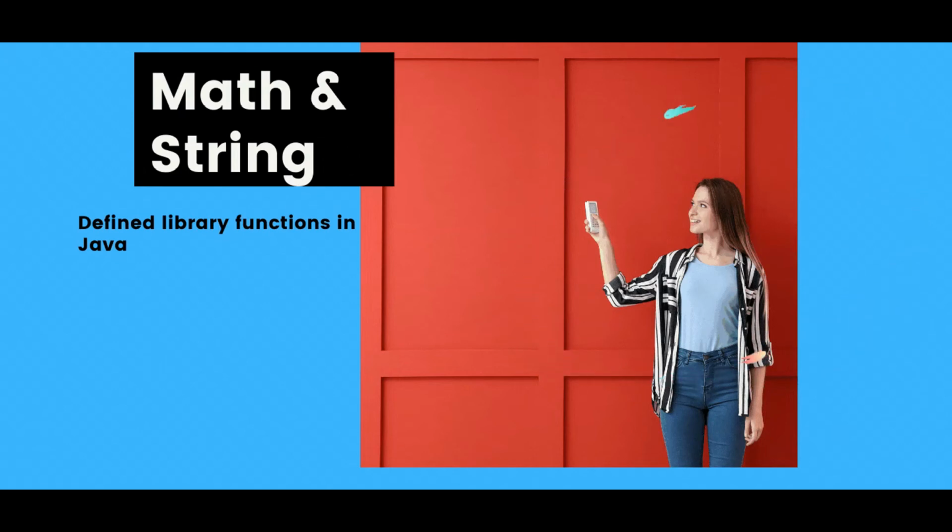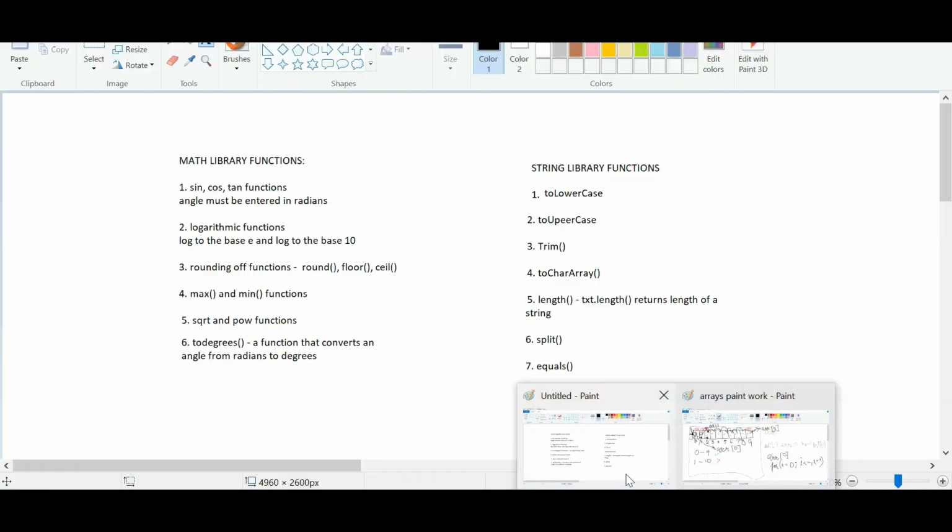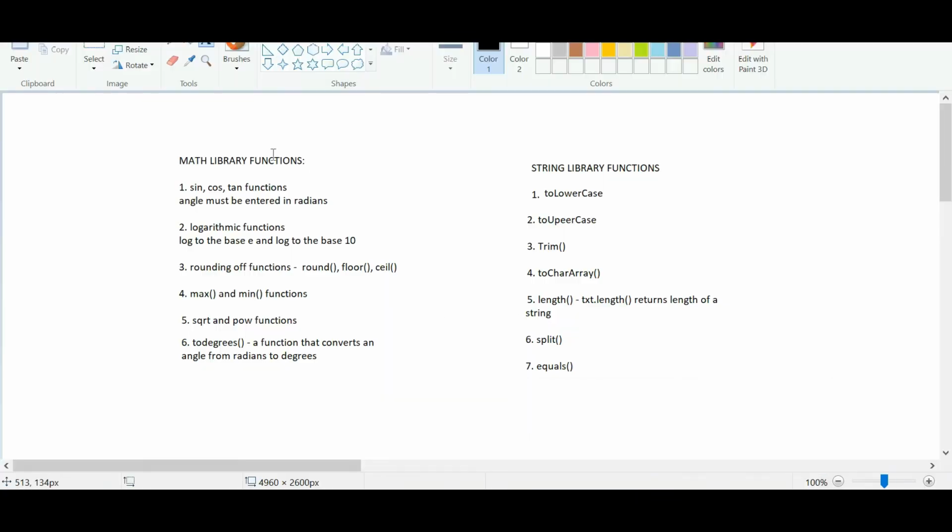Similarly, we have some functions other than this. These are the lists of math library functions and string library functions. In the math library functions, we have the sine, cos and tan functions. Inside these functions, we enter the angle and we get the sine or cos or tan of that angle. The angle that we enter must be in radians and not in degrees.